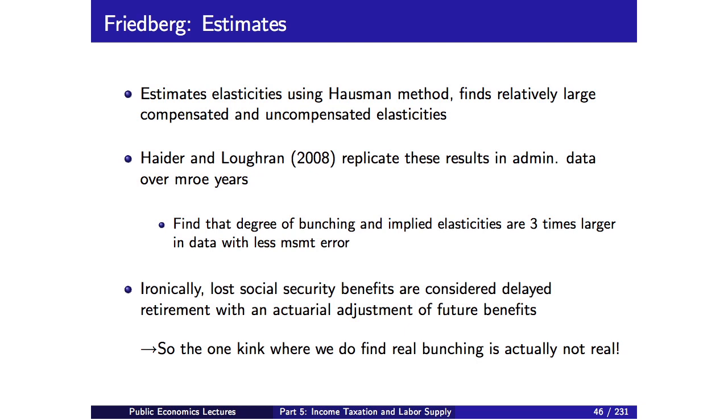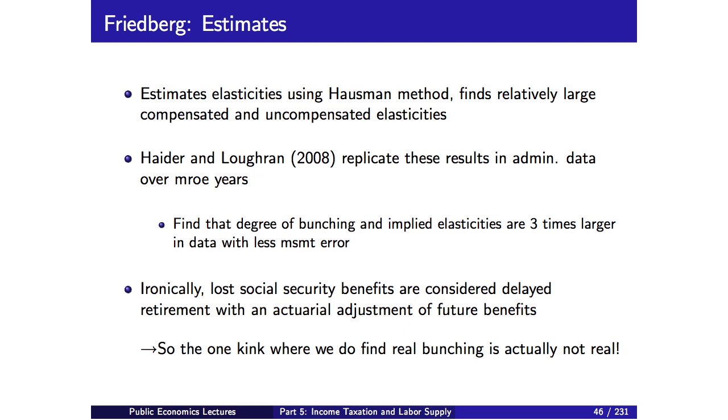There's a more recent paper that uses better data, administrative data, by Hayter and Lofgren. They replicate the Friedberg results using more years and using administrative measures. And as you'd expect, related to what I was saying earlier, they find that the degree of bunching and implied elasticities are 3 times larger when you have less measurement error. Because as soon as people are misreporting their earnings and hours of work, the thing is going to become diffuse and you're going to understate what the true elasticity is.